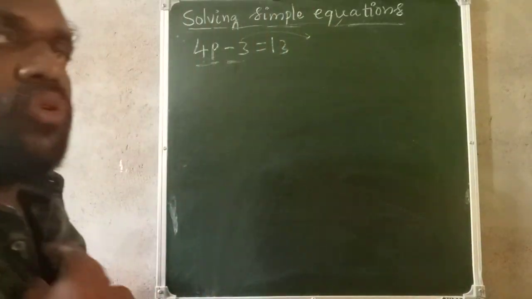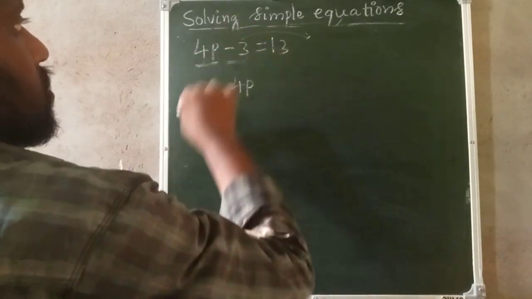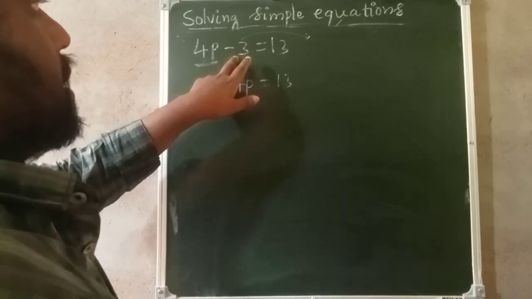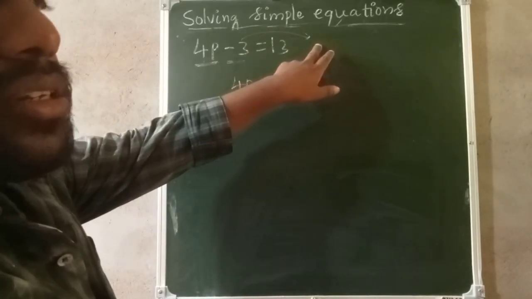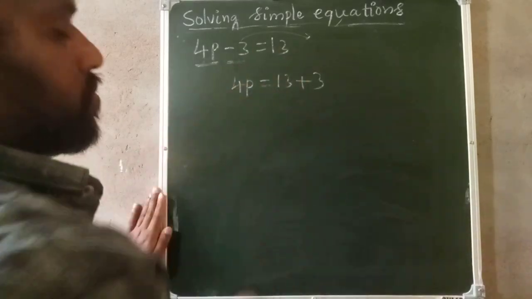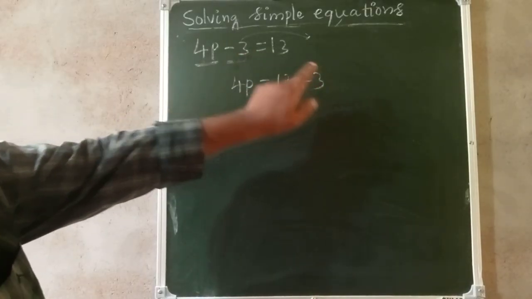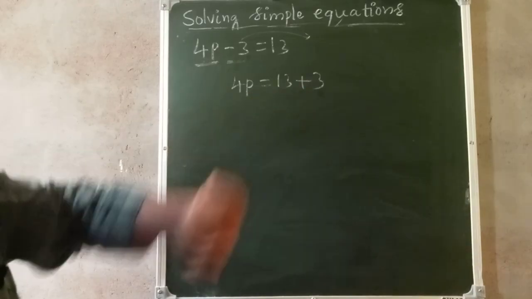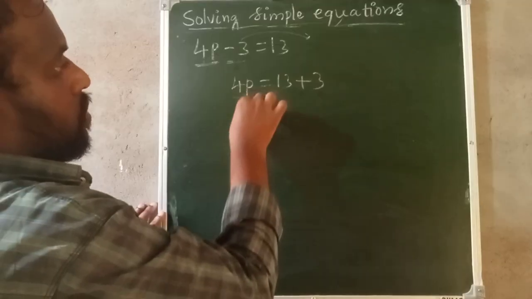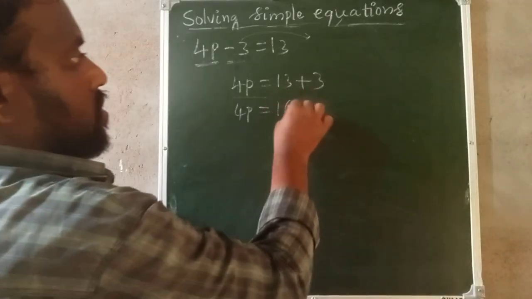Okay. So before moving, write this 4p as it is, equal to 13 as it is. Now when this minus 3 is moved to this side, this minus 3 will become plus 3. That means 3 will be the same, this minus changes to plus. So next step, 4p is equal to 13 plus 3. How much? That is 16.